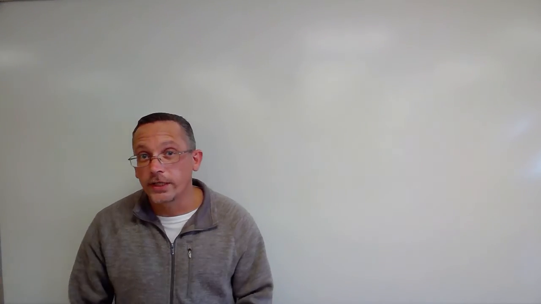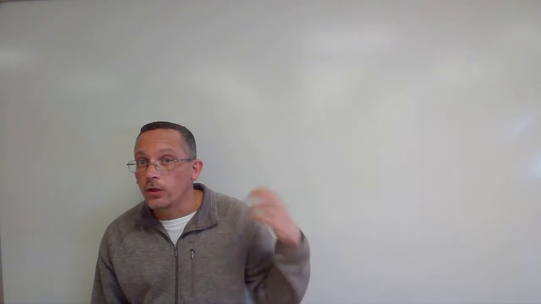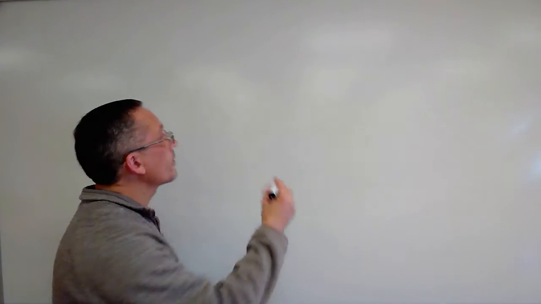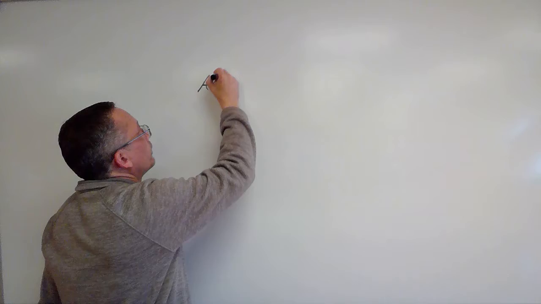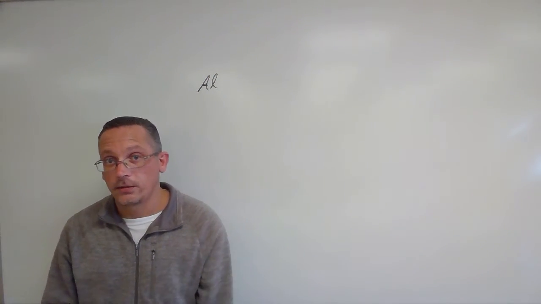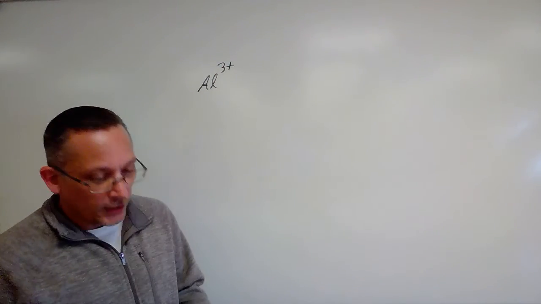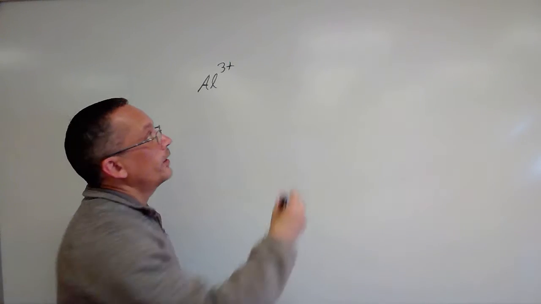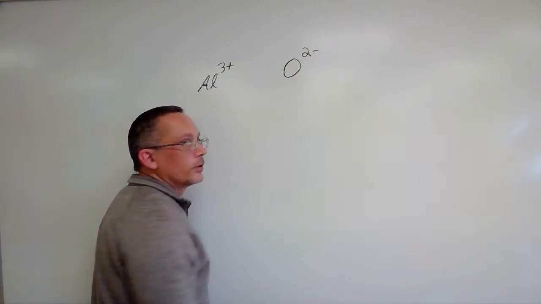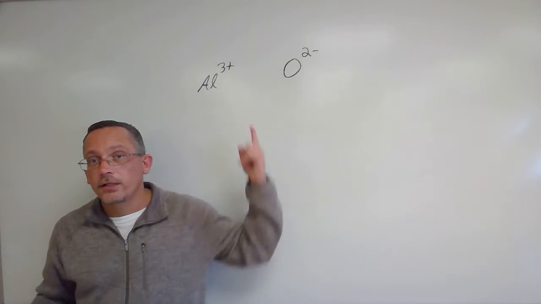Sometimes they get just a little bit tricky. Let's say I want to write a compound that forms between aluminum and oxygen. Well, aluminum, Al, if you look at where it is on the periodic table, it's a +3. So Al 3+. And then oxygen, like we just said a minute ago, a chalcogen, so it's 2-. Okay, so now I look and I say, how many do I need to balance?